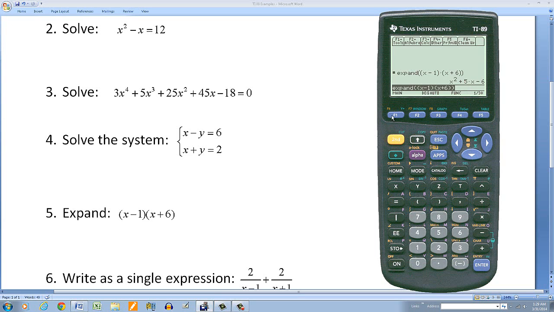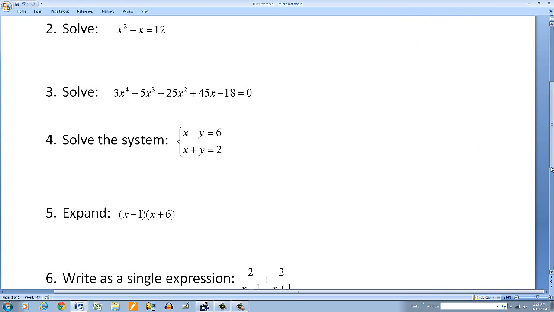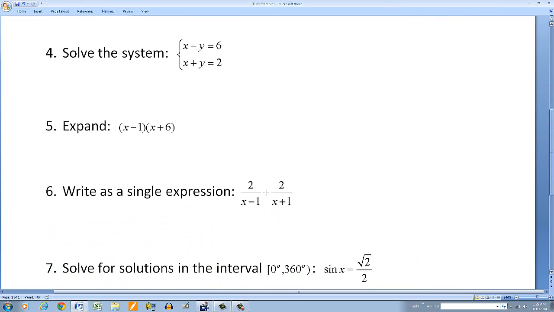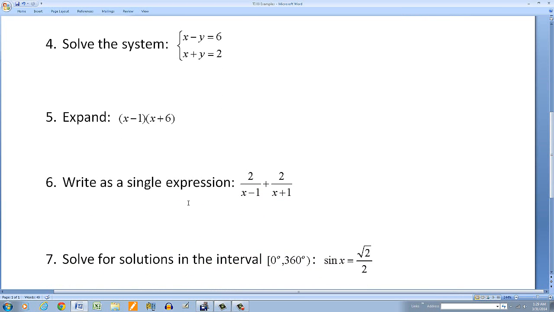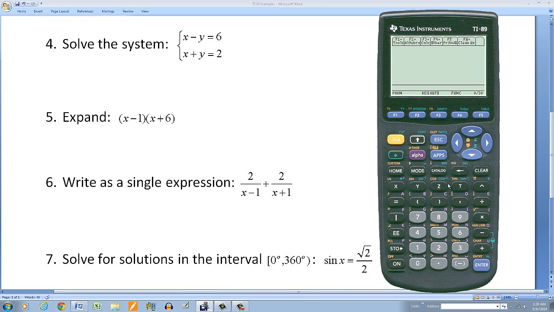Okay, clear this. Now let's look at the next one. Write as a single expression. So basically we want to combine this. So we define a common denominator, which is x minus 1, x plus 1. So if you did this the long way, you'd multiply the top and the bottom of the first fraction by x plus 1, top and the bottom of the second fraction by x minus 1, and then combine. Okay. On the calculator though.